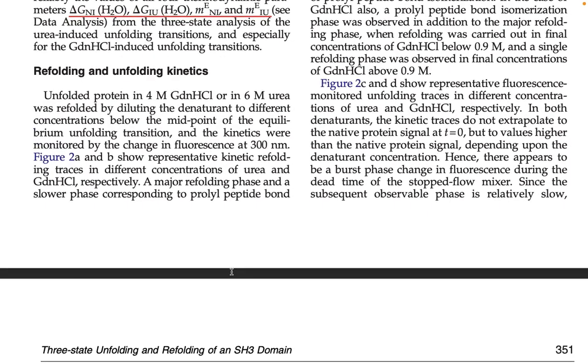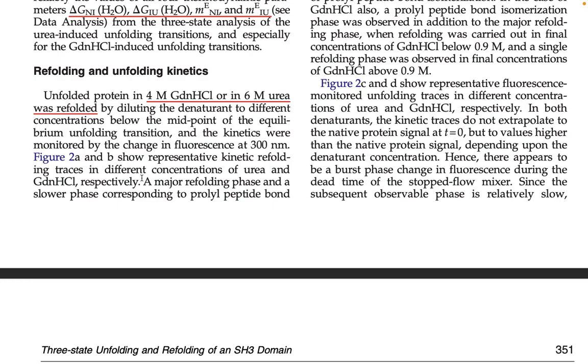Now, refolding and unfolding kinetics. Unfolded protein in 4 molar guanidinium hydrochloride or in 6 molar urea was refolded by diluting the denaturant to different concentrations below the midpoint of the equilibrium unfolding, midpoint meaning Cm, and the kinetics were monitored by change in fluorescence at 300 nanometers.